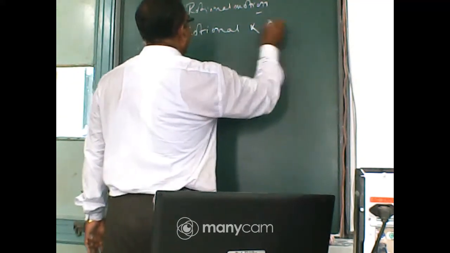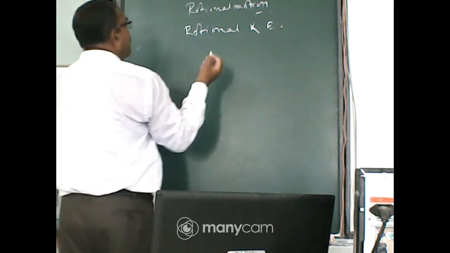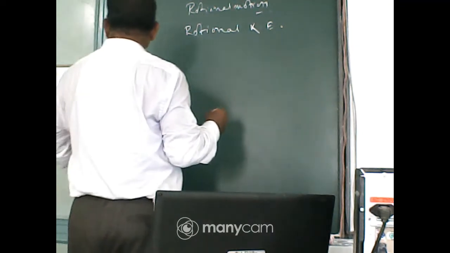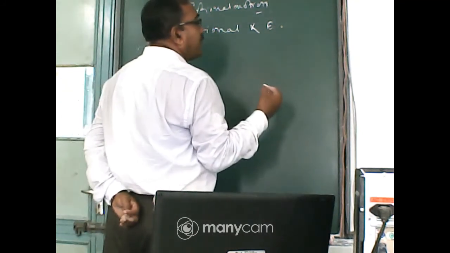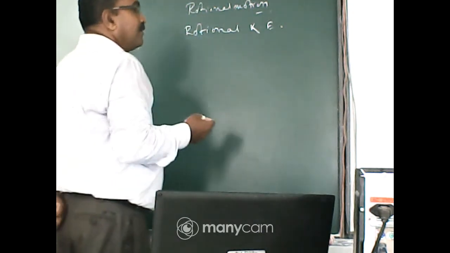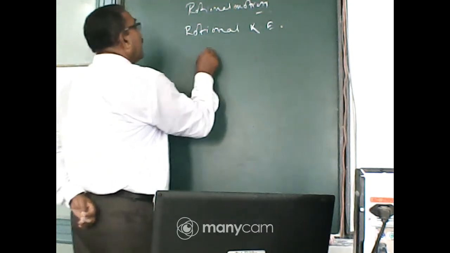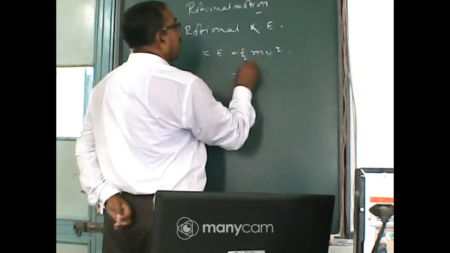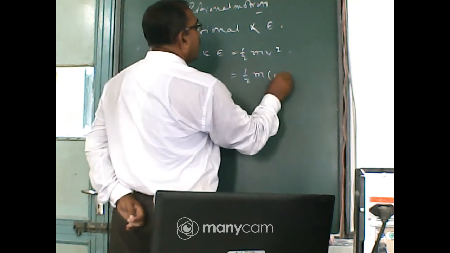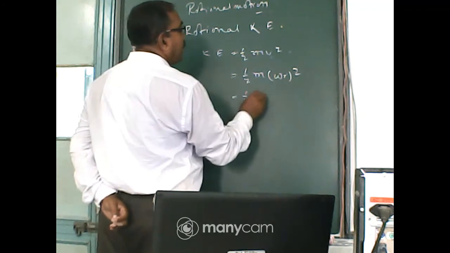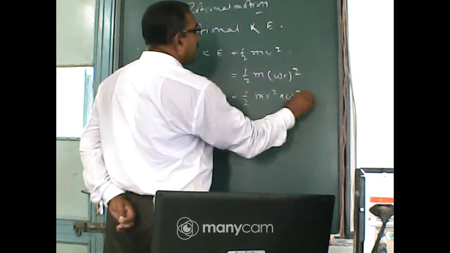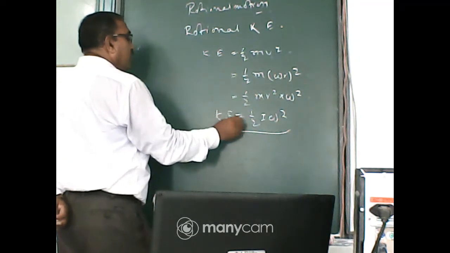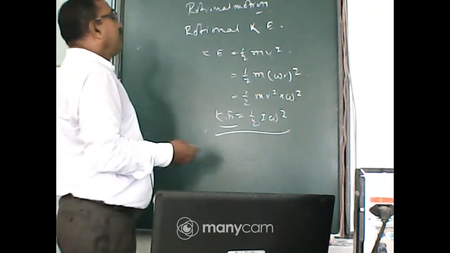You know the kinetic energy. What is its value? Half m v square. Kinetic energy equals half m v square. This is the linear. If you write v as omega into r, whole square, it becomes half m r square into omega square, that is half I omega square. This is the rotational kinetic energy.